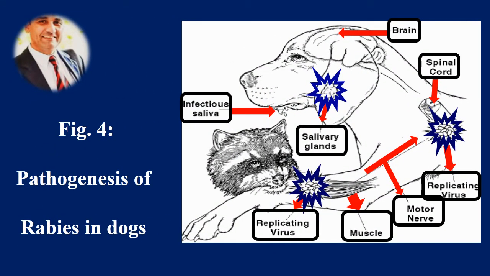This diagram shows the pathogenesis of rabies disease in dogs. When bitten by another carnivore, the virus will replicate at the nerves and muscles, then spread through motor nerves to become replicating virus in the spinal cord, which reaches the brain and then replicates in the salivary gland, where the saliva becomes infectious.